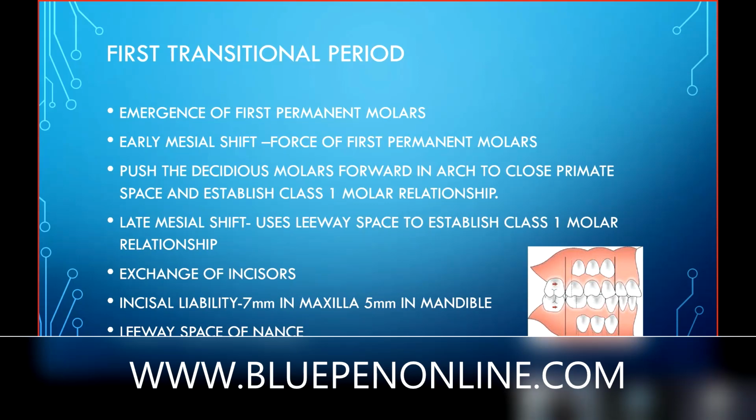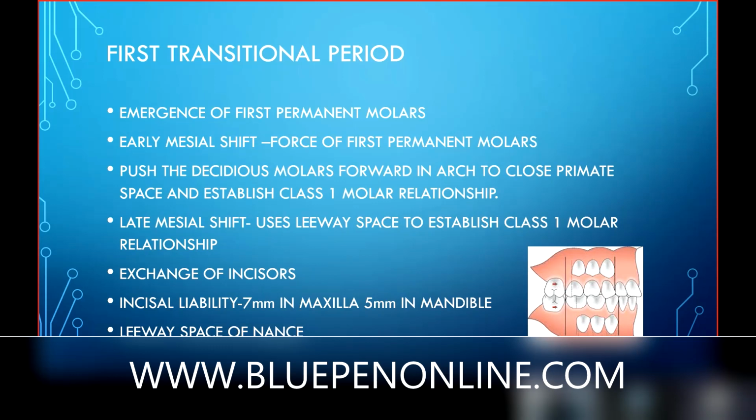Suppose the deciduous canine, deciduous first molar, and deciduous second molar together have a width of 12 mm. The permanent canine, permanent first premolar, and permanent second premolar come up to 10 mm. So permanent teeth are 10 mm, deciduous teeth are 12 mm, so you have 2 mm of extra space present. That extra space is called leeway space of Nance.